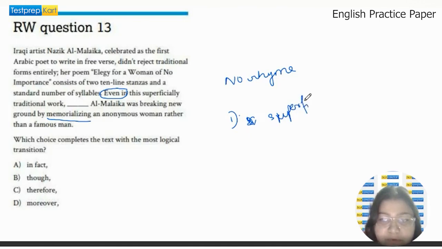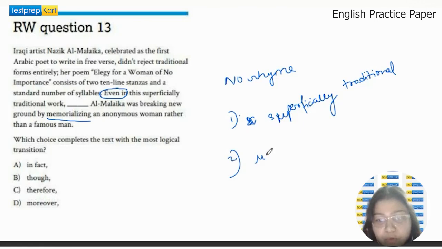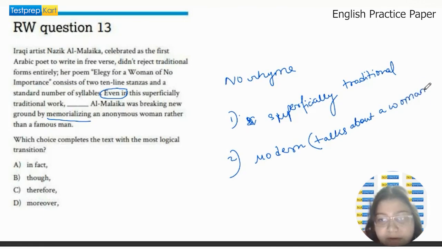So superficially traditional. The second quality is modern. How is it modern? Because it talks about a woman rather than a man. So the protagonist is a woman, not a man. So these are two contradictions.